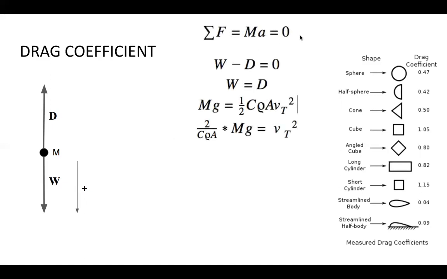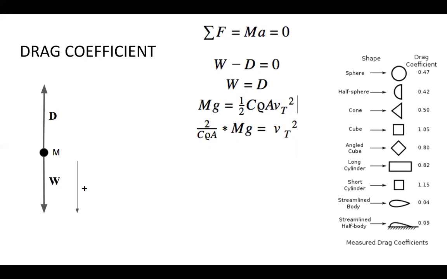So we'll start with Newton's second law. The sum of the forces is equal to mass times acceleration. Big M is going to represent the mass of the coffee filter, but at terminal velocity, acceleration is 0. So that's why the sum of the forces is equal to 0. We have weight acting in the positive direction and drag acting in the opposite direction. So weight minus drag equals 0. We can equate weight and the air drag. And then we can plug in the equations that we know. We know that weight is equal to mass times gravity.